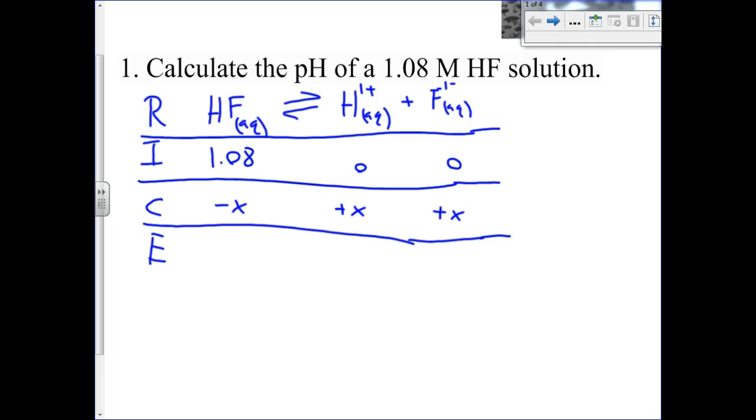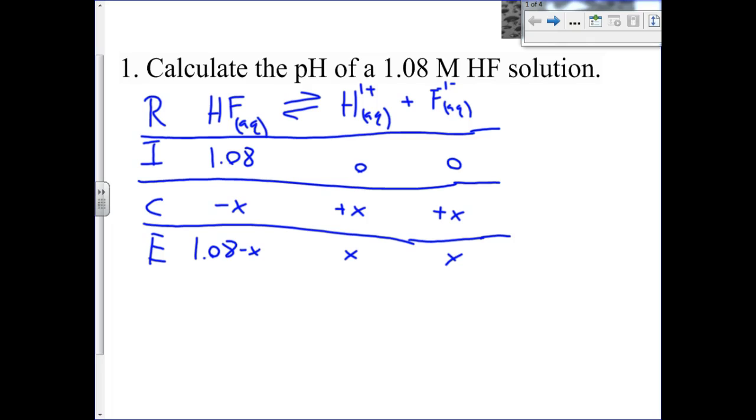That's our change. Now for our equilibrium, we combine those two steps, and we end up with our initial minus X, and just X and X. That's our ice table.